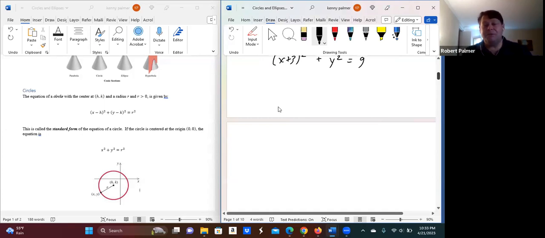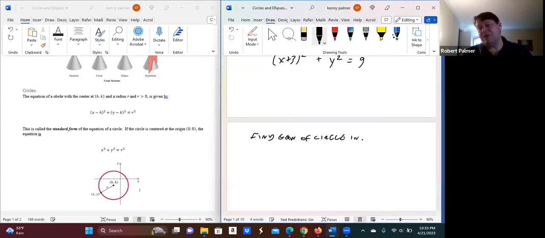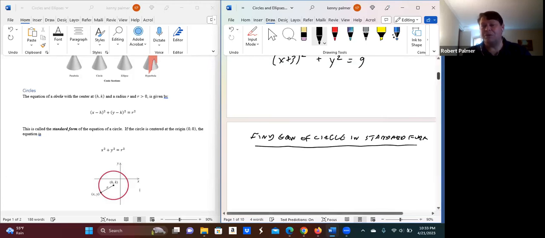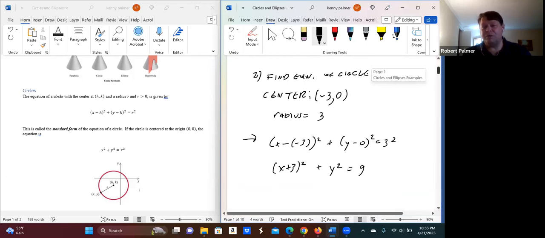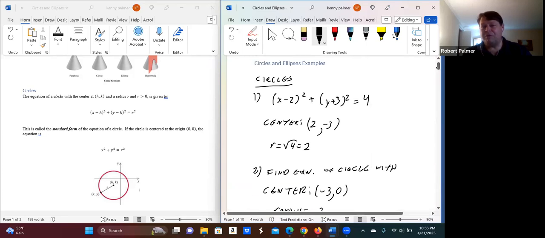Now let's take a look at something a bit different. What we're going to do now then is actually find the equation of the circle in standard form. Now, this is not the only way you can write out the equation. Imagine if we took either one of these equations, and for example, x minus 2 squared means x minus 2 times x minus 2. This would be y plus 3 times y plus 3.